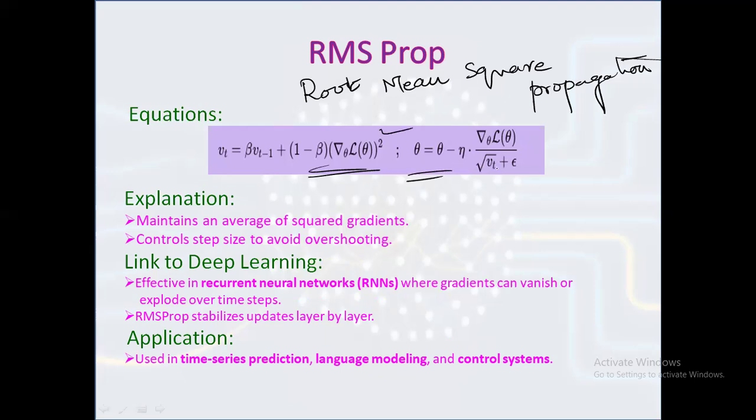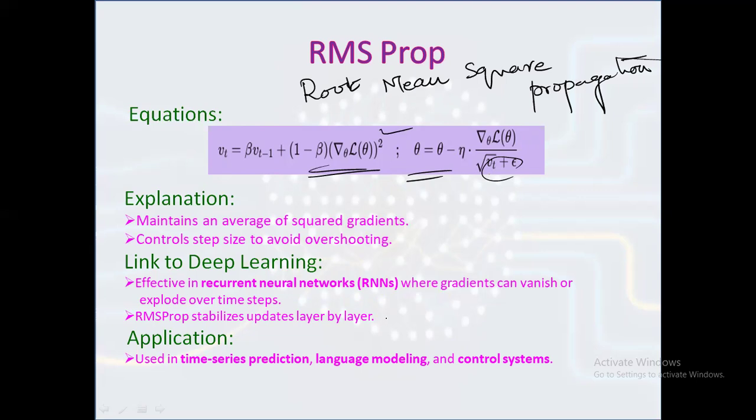This is given by this formula. Here Vt accumulates the history of the squared gradient, and dividing by the square root of Vt plus epsilon, multiplied by eta, scales the update size. This approach prevents exploding or vanishing gradients by dynamically adjusting the step size.